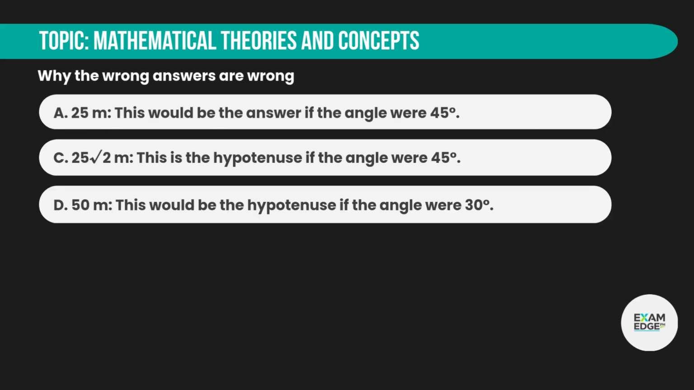Why the wrong answers are wrong? A. 25 meters. This would be the answer if the angle were 45 degrees. C. 25 square root of 2 meters. This is the hypotenuse if the angle were 45 degrees. D. 50 meters. This would be the hypotenuse if the angle were 30 degrees.